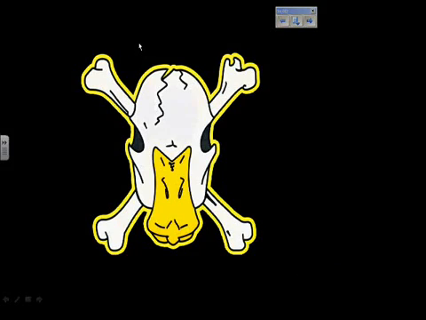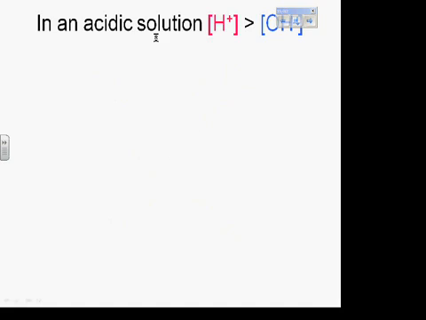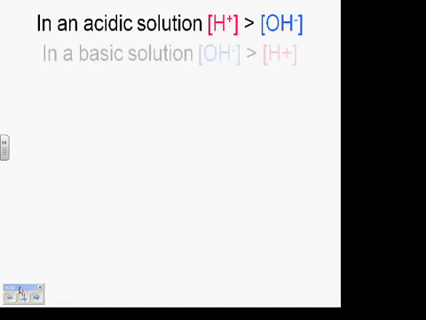This lesson is going to be an intro to acids and bases and the theories that we use to explain how they work. An acid is defined as any aqueous solution where the hydrogen ion concentration is greater than the concentration of the hydroxide ions. And a base is kind of the opposite. In a basic solution, the concentration of hydroxide ions is greater than the concentration of hydrogen ions.